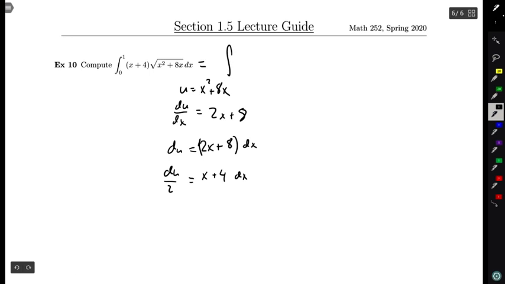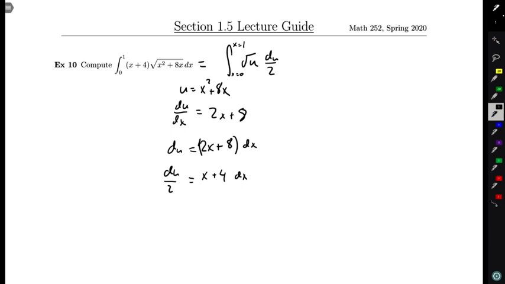So let's go ahead and do that. I have du over 2 replacing my (x plus 4) dx. u is going to replace x squared plus 8x, so I have the square root of u here. And my limits of integration are going to remain as x equals 0 and x equals 1. It's important to remember that 0 and 1 here represent x values, not u values. We'll have another way of doing this problem in a moment that allows us to figure out some u values, but for the time being, we're just going to leave our x values as x values, and we're going to write x equals to remind ourselves that they're x values.